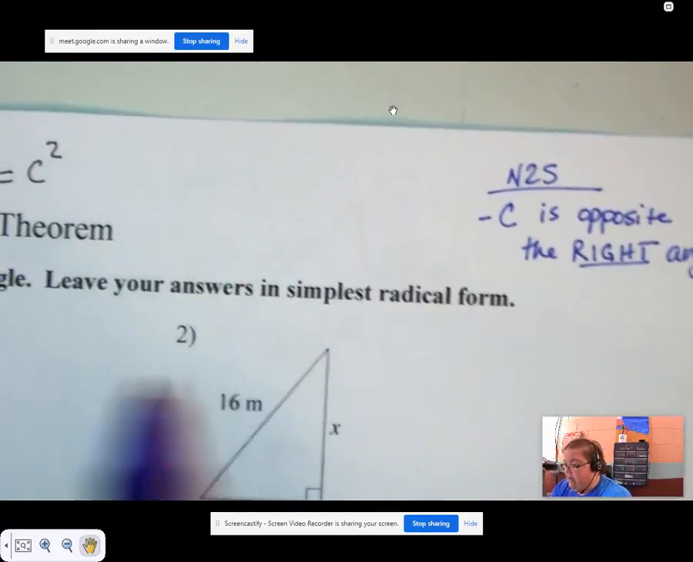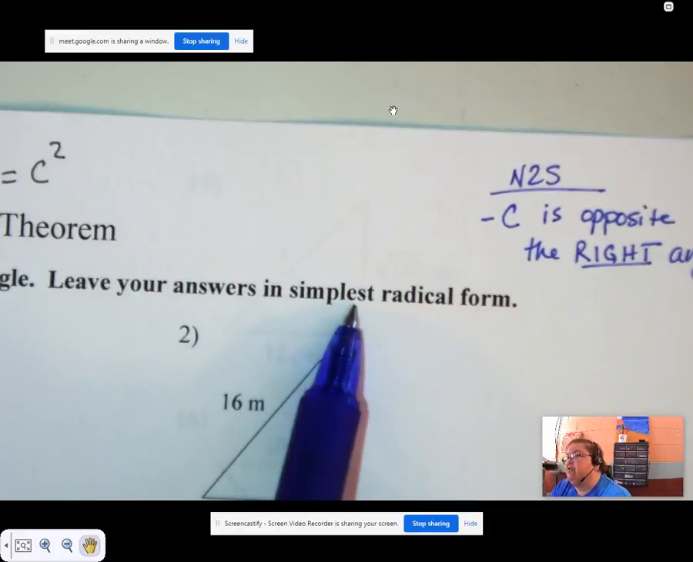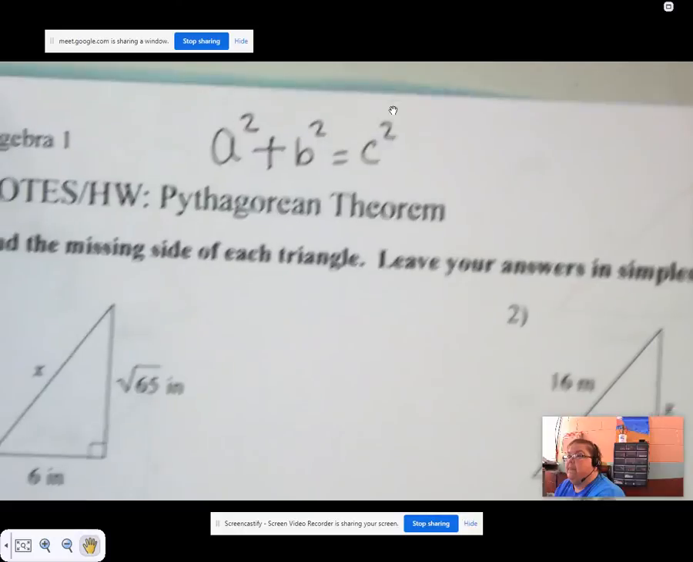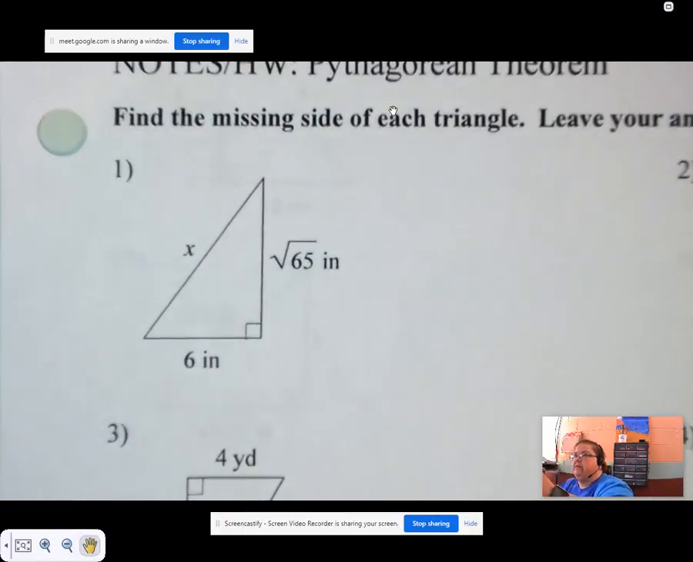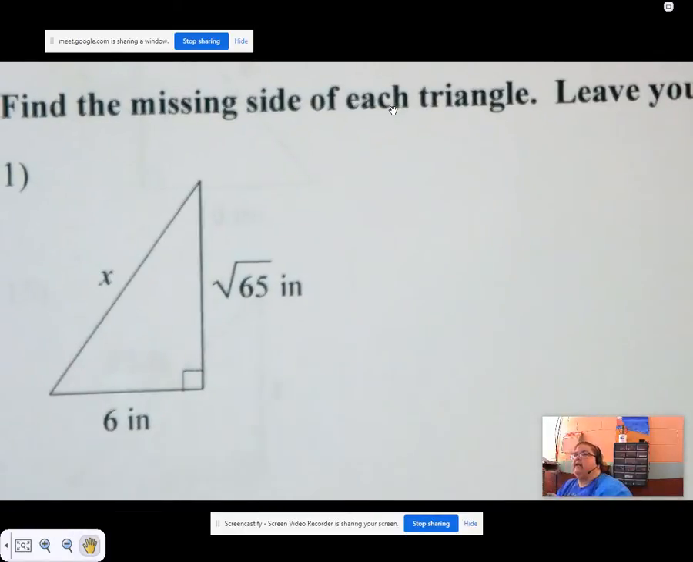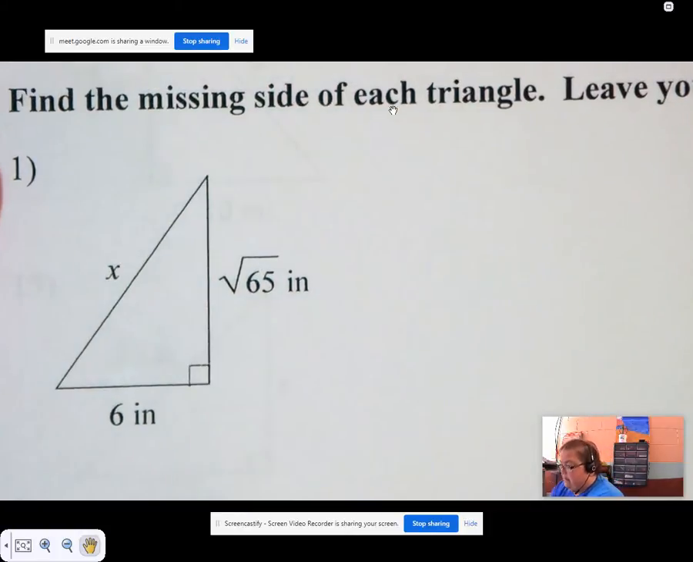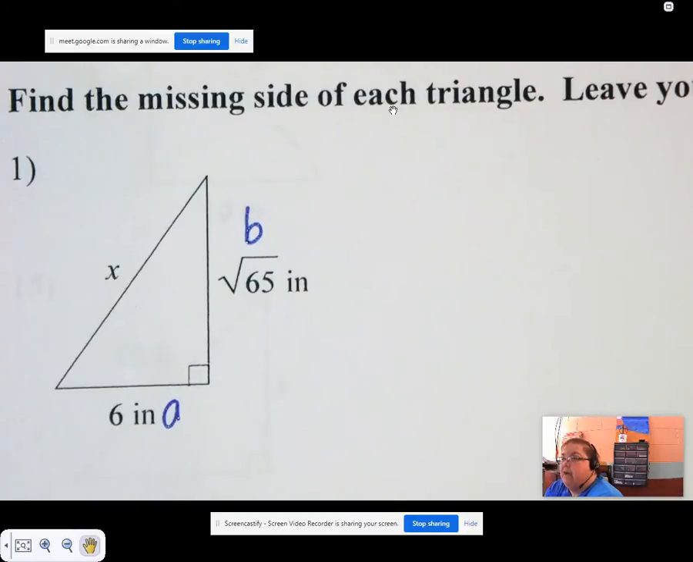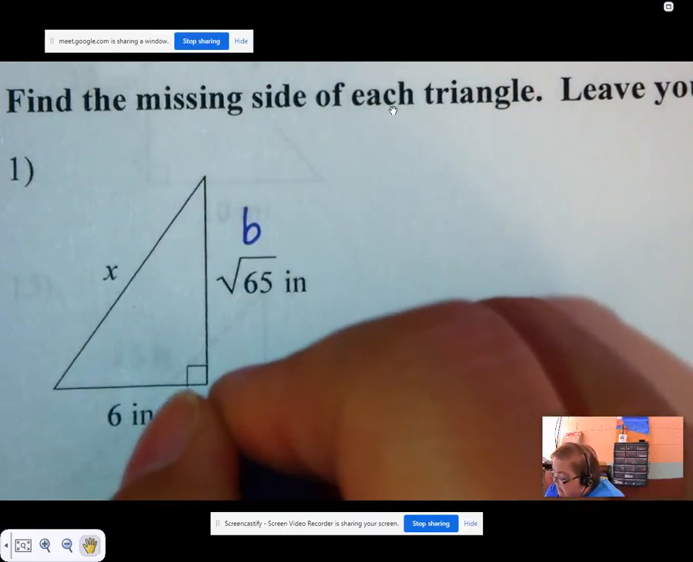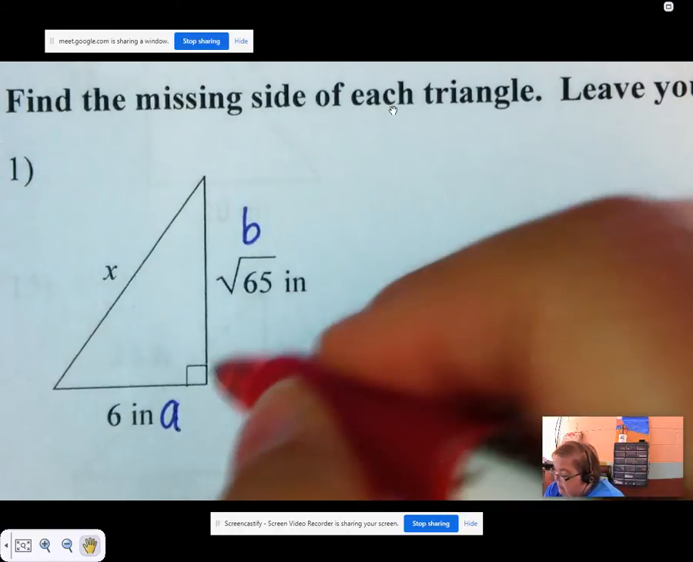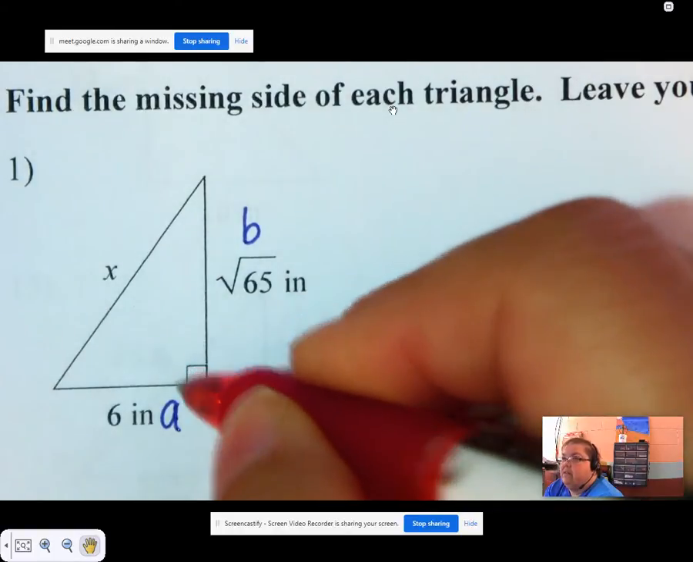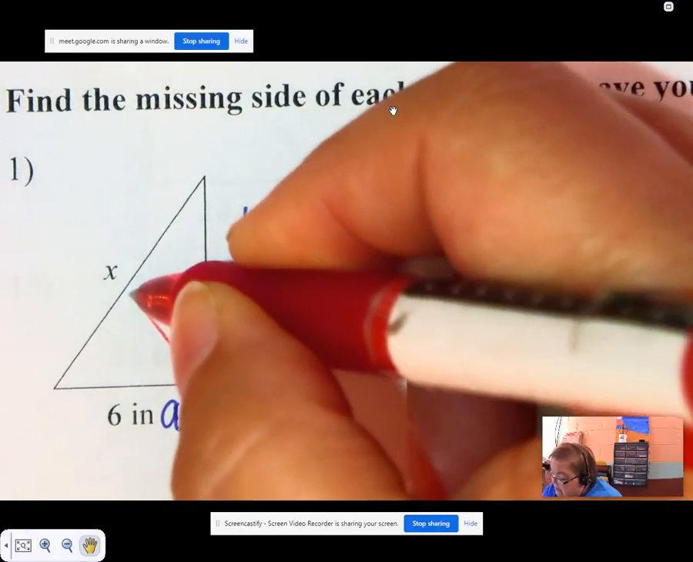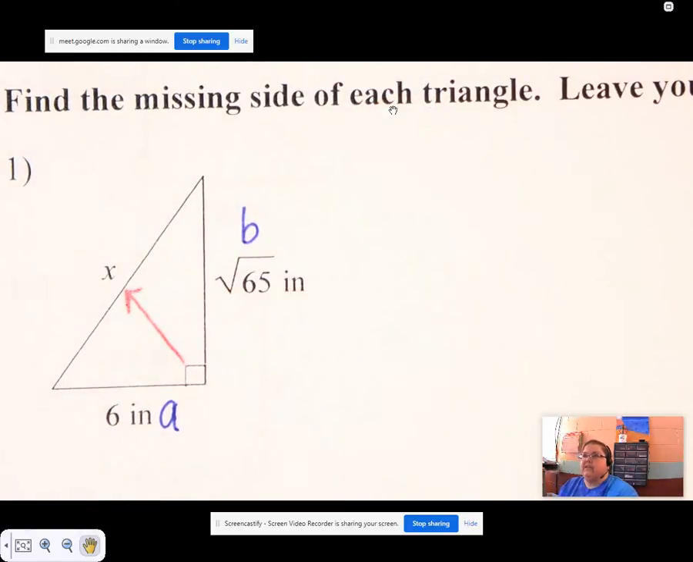I want you to keep in mind that it says leave your answers in simplest radical form. There are no decimal answers, okay? So keep that in mind. So as I look at example 1, I like to label mine, and A and B do not matter. I just put them wherever I feel like. But C, here's my right angle, and you know what it is because it's got the little box. Put your pencil in the corner of that box and go in the opposite direction, and there is your C.